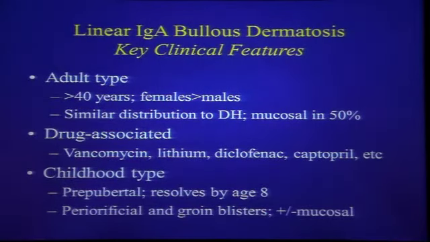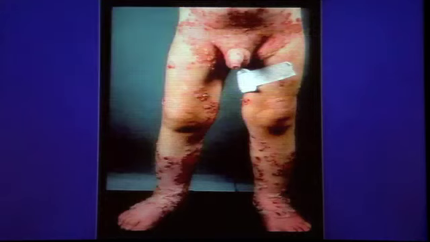Now, linear IgA bullous dermatosis, there are two types. An adult type that's associated with drug ingestion. These are some of the drugs that cause this. Vancomycin is the most common one. And then the childhood type, which occurs in kiddos, usually goes away by the age of 8.